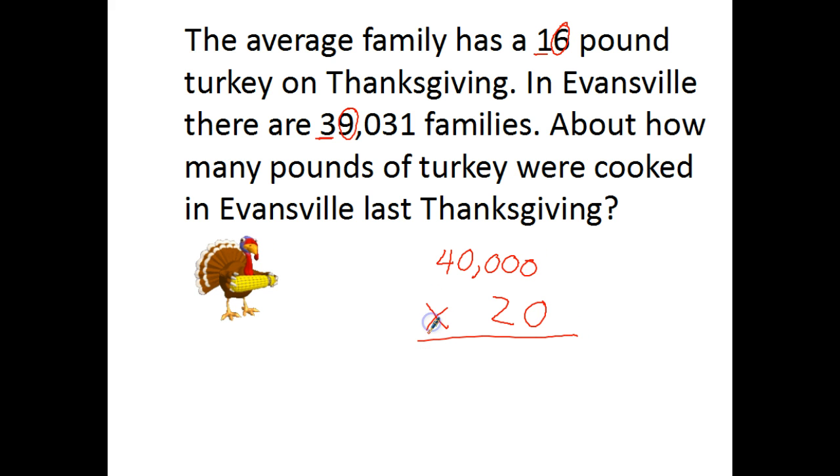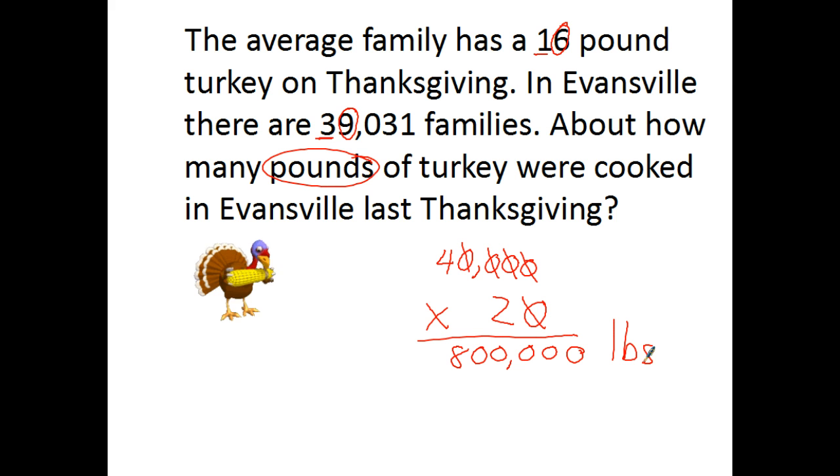When I multiply them, 1, 2, 3, 4, 5 zeros. And 2 times 4 is left, which equals 8. Count over 1, 2, 3 places. And what kind of unit should I have on this? We're talking about pounds of turkey. So again, we have pounds, 800,000 pounds.